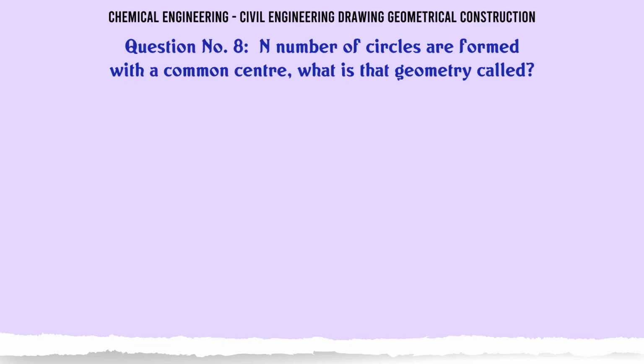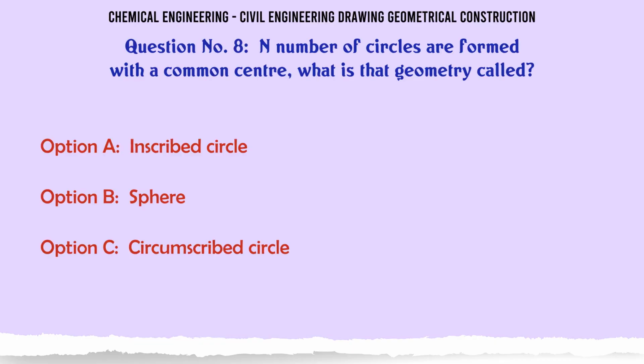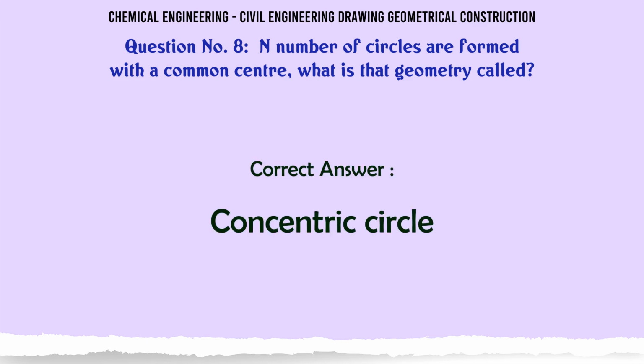N number of circles are formed with a common center. What is that geometry called? A. Inscribed circle, B. Sphere, C. Circumscribed circle, D. Concentric circle. The correct answer is concentric circle.